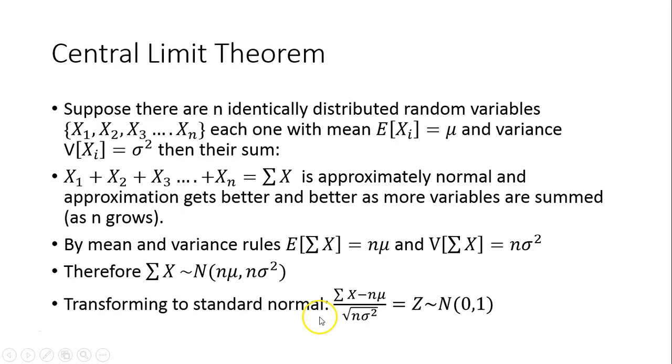Transforming to standard normal, what do you have to do? If you have the random variable here, you subtract the expected value of the random variable, and you divide by the standard deviation, or just the square root of the variance. And this should be a normal z, normal 0, 1. So I can transform it into a z.